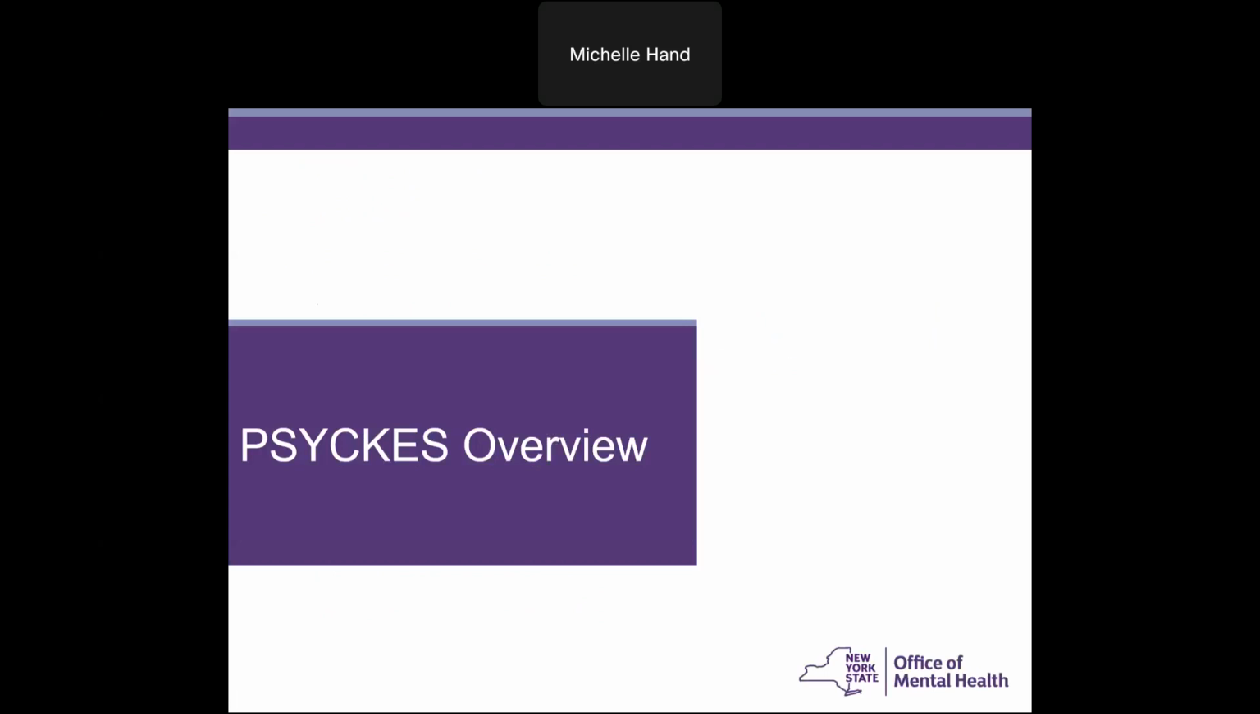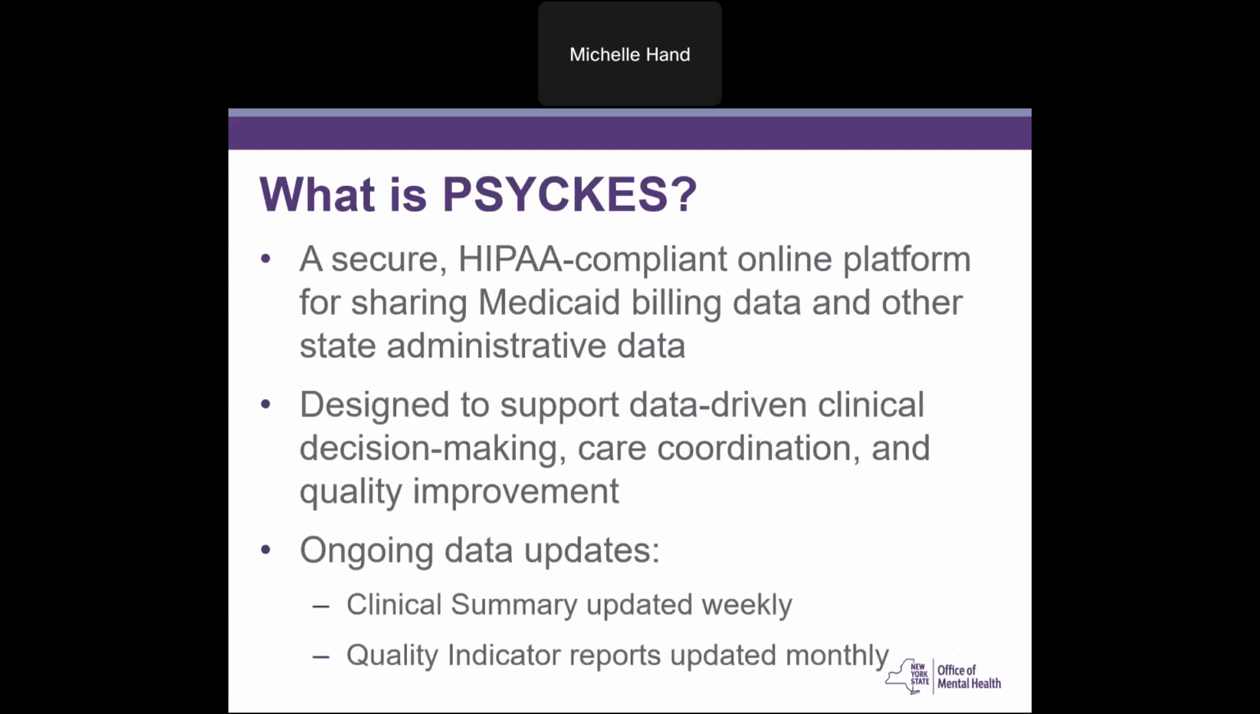So let's begin with our PSYCKES overview. So what is PSYCKES? The PSYCKES application is an online web-based application that's both secure and HIPAA compliant. And the purpose of PSYCKES is for sharing Medicaid claims and encounter data along with other state administrative data. And PSYCKES does this by putting this data into a user-friendly format that's both designed to support data-driven clinical decision-making and quality improvement projects that some of your organizations might be enrolled in. Now, the PSYCKES clinical summary is updated on a weekly basis, and then our quality indicator reports are updated on a monthly basis.